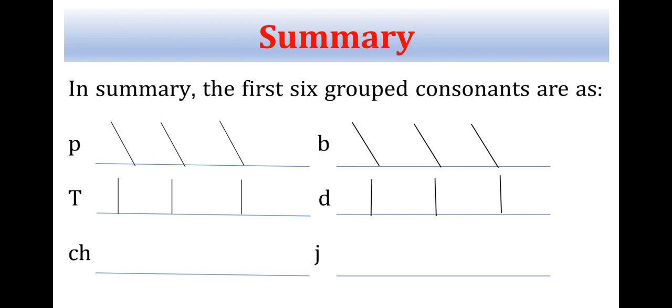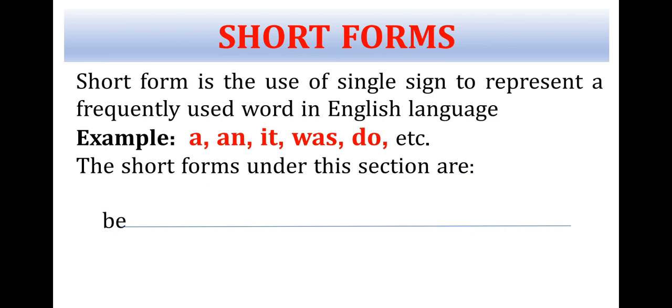We have Ch, which is a what? The right bend light downward stroke. We have Ch, and we have J, which is what? A heavy downward stroke. That is the right bend downward stroke, J. So that's all about Pitman Shorthand. Now we are talking about the short forms.